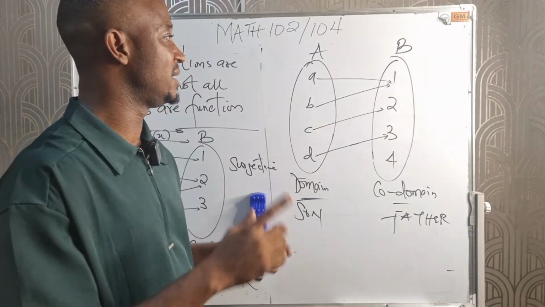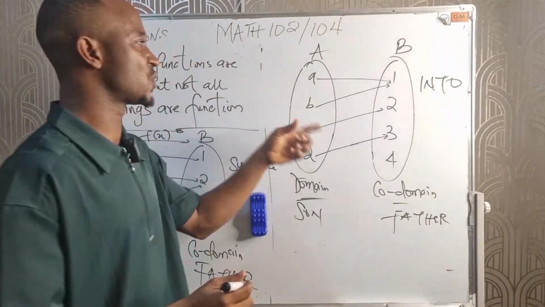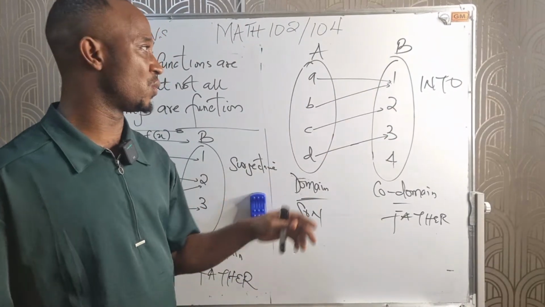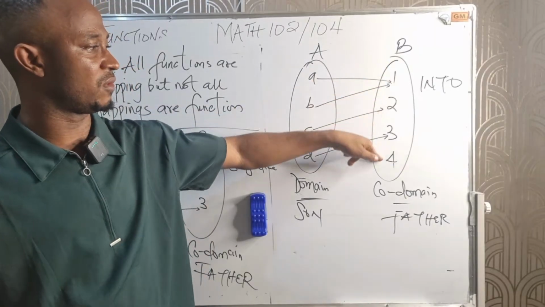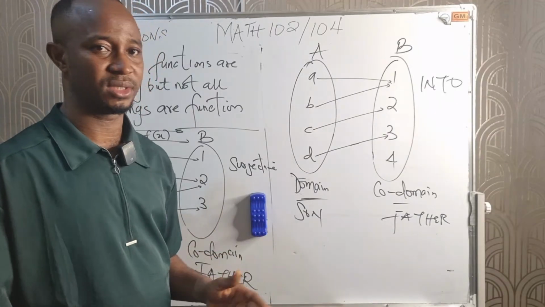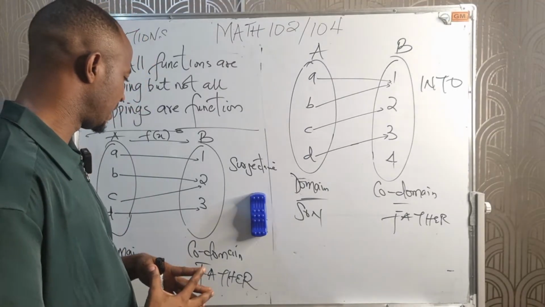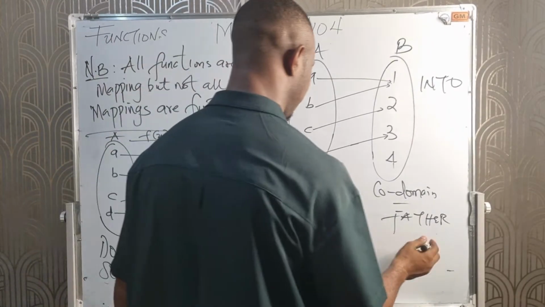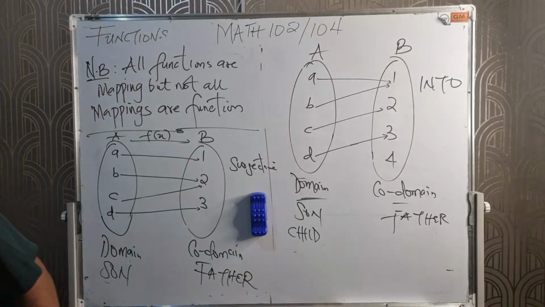Don't forget that this is called an into mapping function. Other people call it many to one mapping function. This is not onto. Onto is when your codomain is equal to your range. The codomain here is 1, 2, 3, 4. The range is 1, 2, 3. So they are not equal. So that means that it is not onto, but it's called what? Into. Are you there? All right. So this is just how to identify a mapping function. Always use a son, or you can use a child, and father relationship. Anyone you want to use to illustrate mapping function.